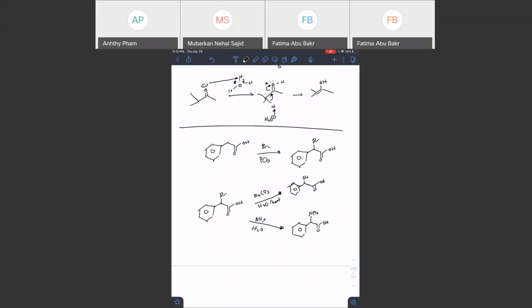So again, if you're looking at a problem and you see that there ends up being an OH or an NH2 in an alpha position to a ketone, that's a good sign that you first need to do alpha halogenation, then convert that halogen either into an OH or an NH2.